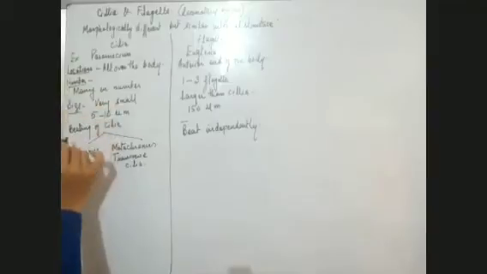The next point of difference is how many types of movement the cilia and flagella show. We have done location, number, size, and beating. Now we are on to the movement. In the case of cilia, they show rowing movements.